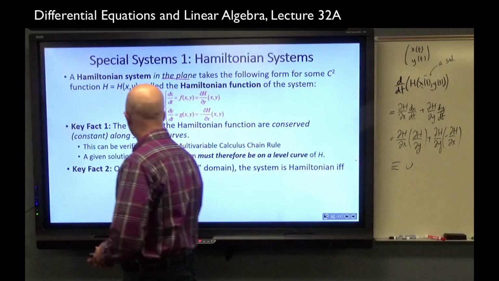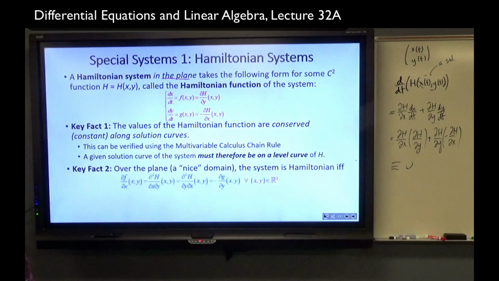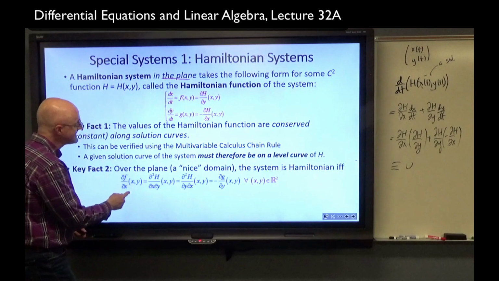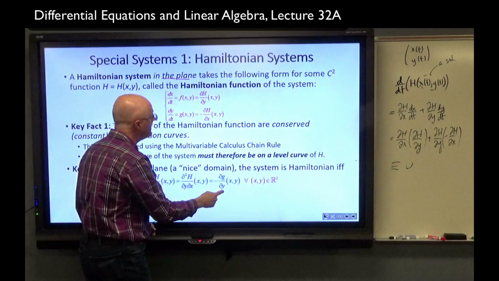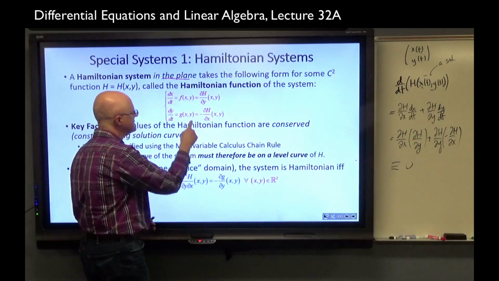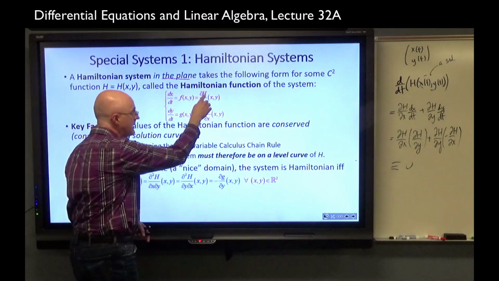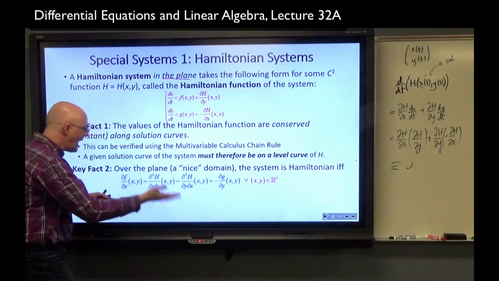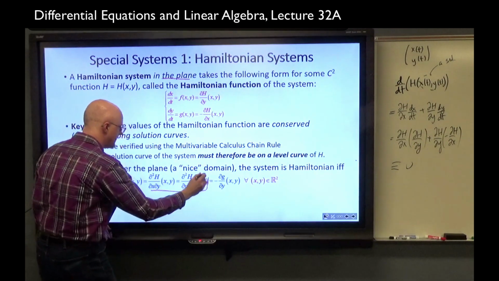Key fact number 2. Over the plane, which is a nice domain, the system is Hamiltonian if and only if the partial derivative of f with respect to x, the right-hand side of the dx/dt equation, is the opposite of the partial derivative of g with respect to y, where g is the right-hand side of the dy/dt equation. f does equal this partial, g does equal the negative of that partial. Why is this the case? It's because of the equality of these two things.